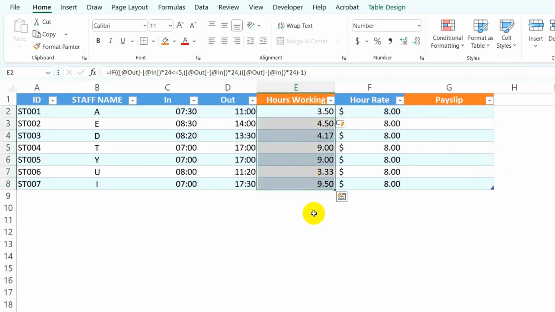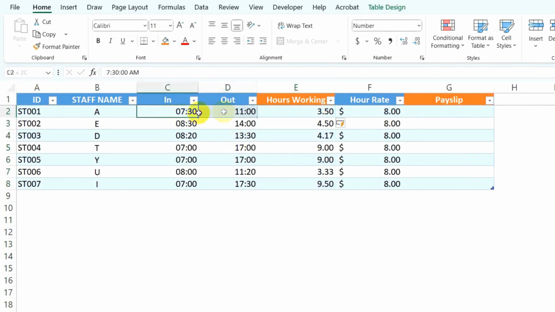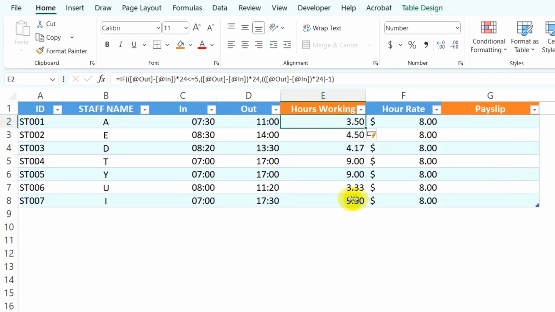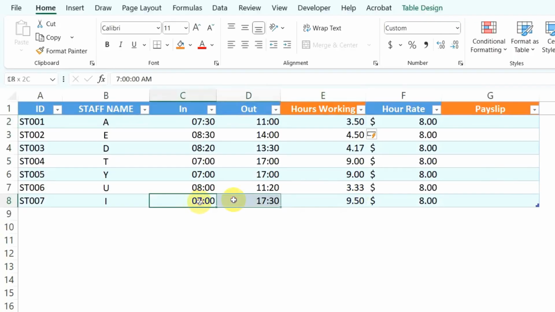Okay, this is the result displayed for staff hour working. I want to show you that here the time in and out is morning time, so it doesn't extract the break time. But here it has 1 hour extracted, because this staff started from the morning until evening. It's correct.